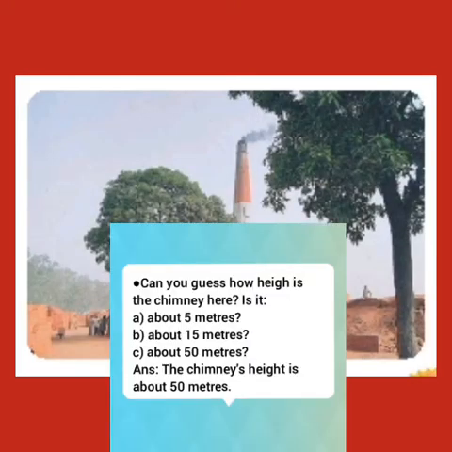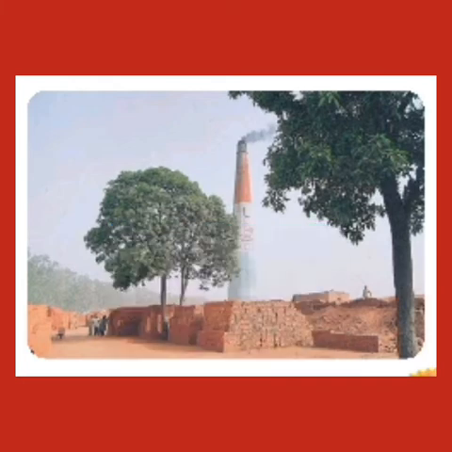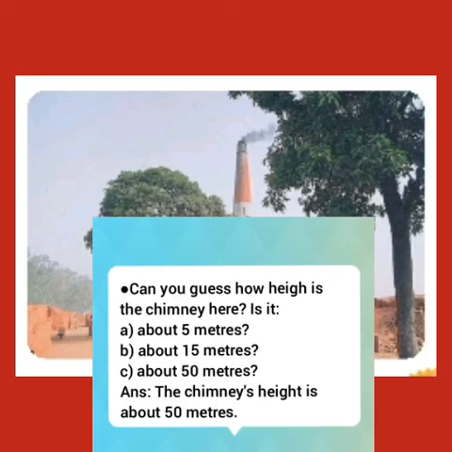Students, Ganesh and Sahiba live near a kiln where bricks are made. Can you guess how high the chimney is here? Is it about 5 meters? Is it about 15 meters? Or is it about 50 meters? Children, I guess the chimney's height is about 50 meters.